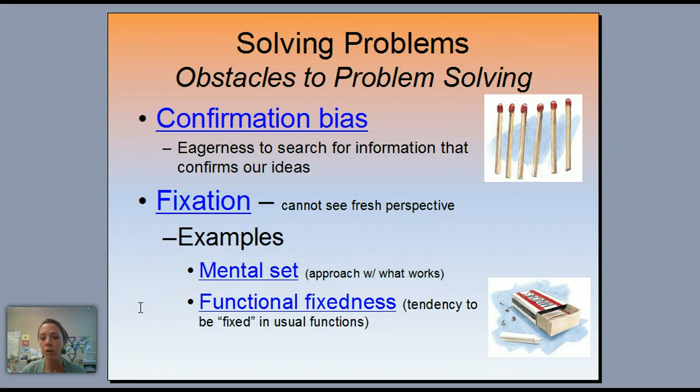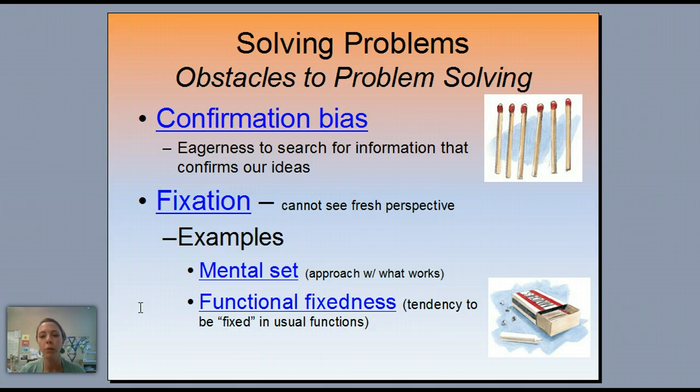Now, functional fixedness, that is our tendency to see an object as fixed in its function. So for instance, if you can't get around that a brick can be used not only to build houses, but can be used to be a doorstop, going back to your list.